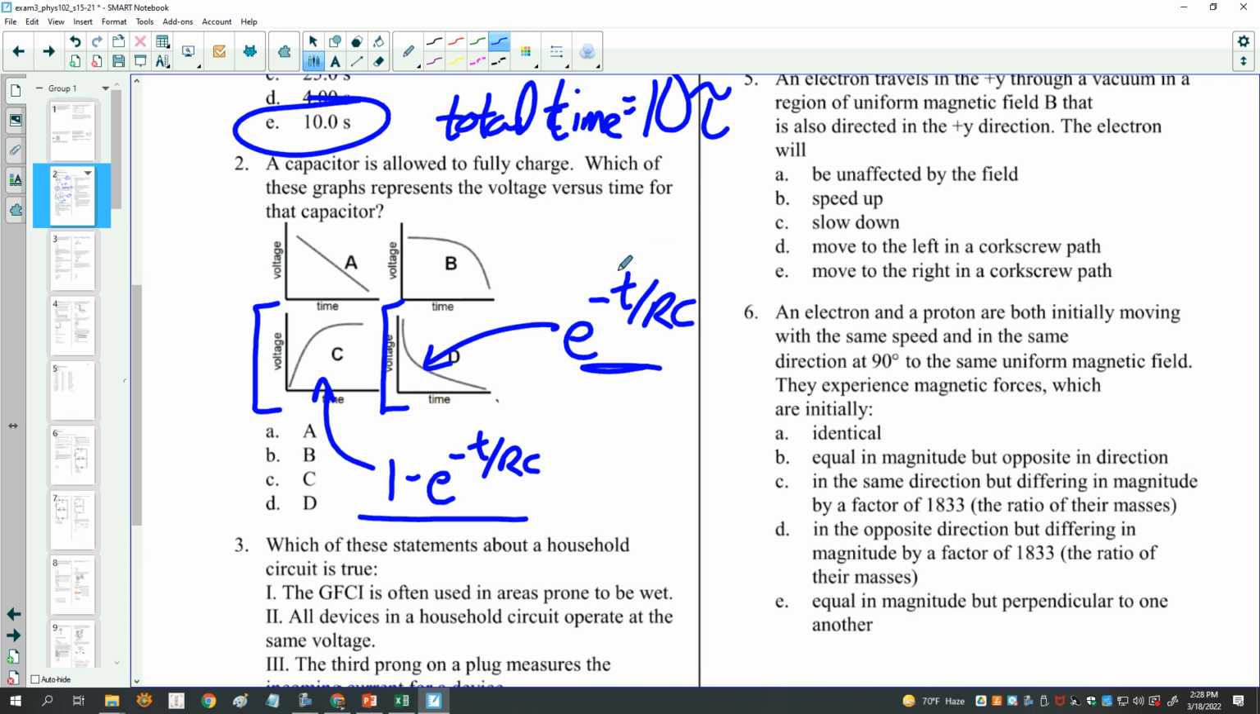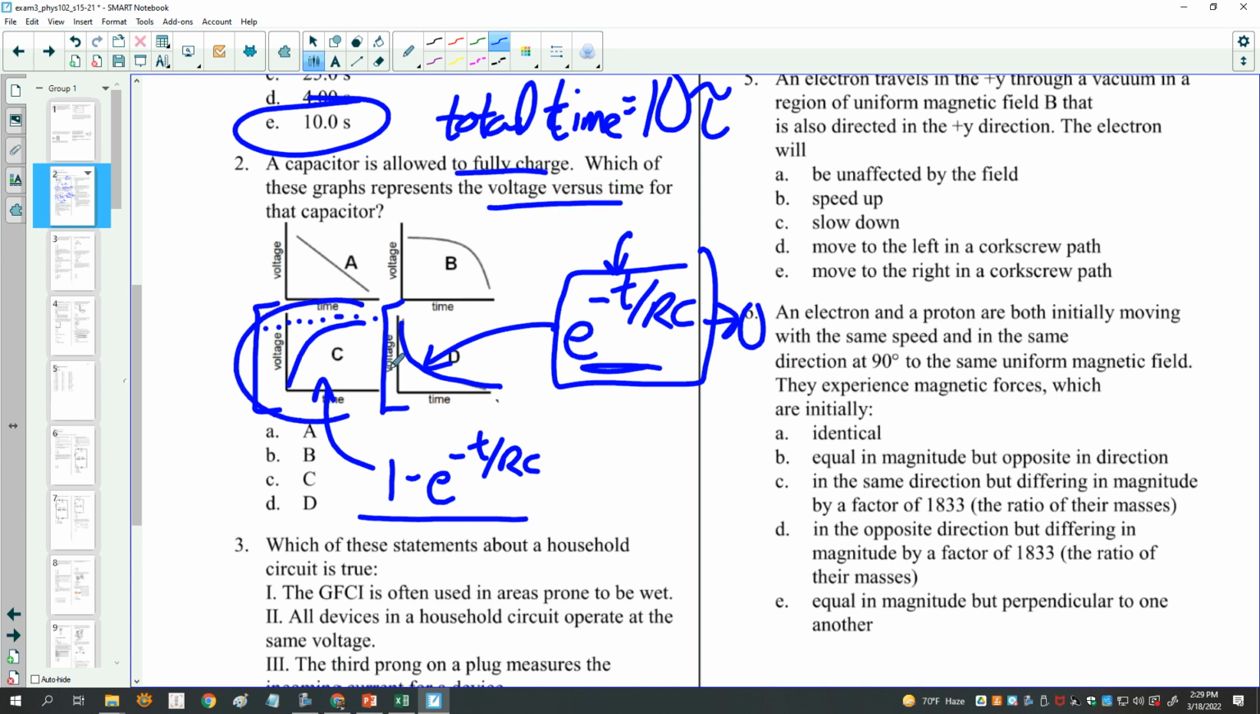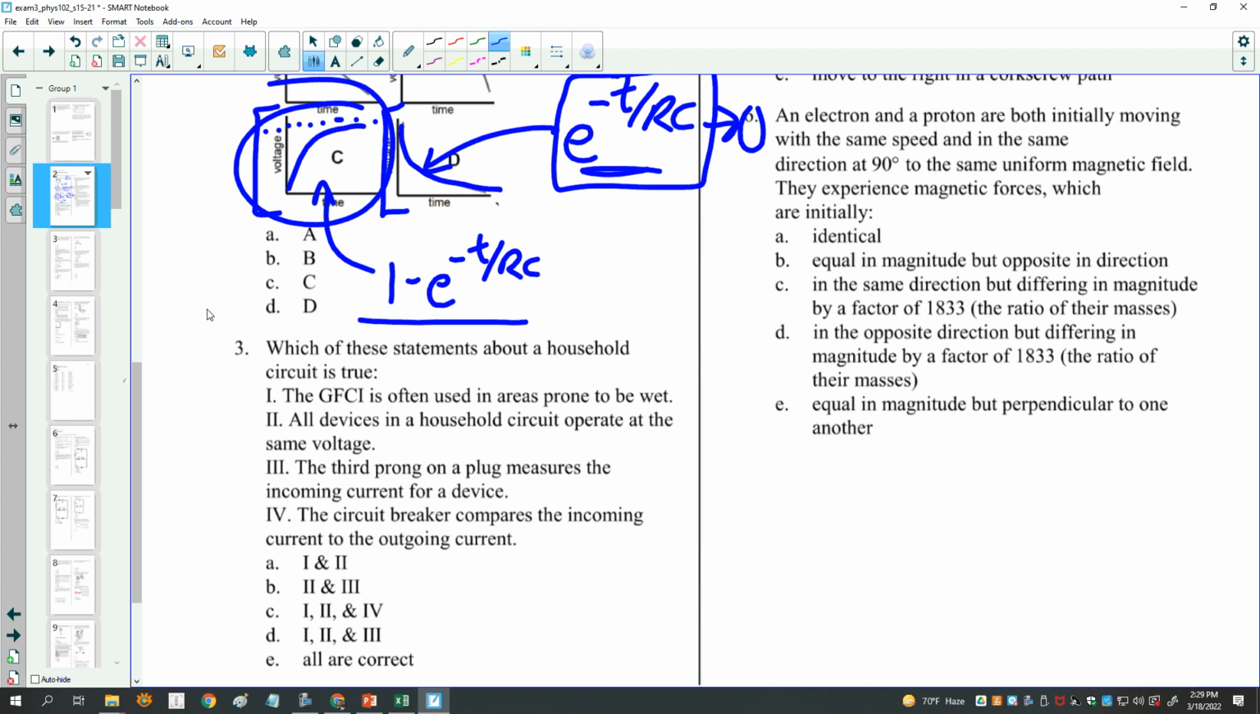As t gets big, this thing right here will approach 0. That's why this function has that graph where it goes down to 0. And if I have 1 minus e to the minus t over RC, then it will approach some positive value, times 1. So just make sure that you know what those are. This is the voltage versus time for a charging capacitor. That's going to be C. It's going to increase with time until it reaches some maximum value.